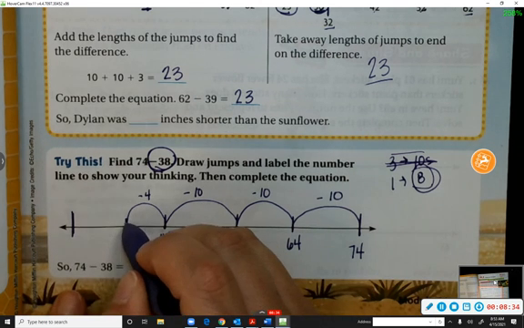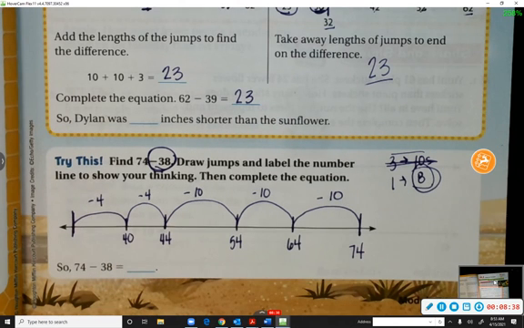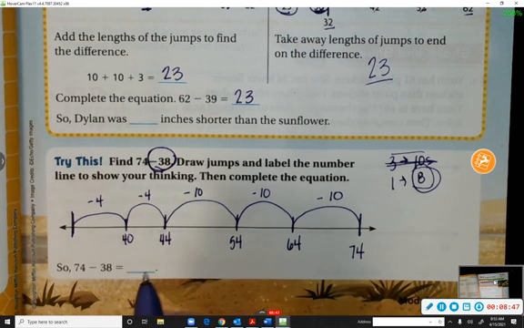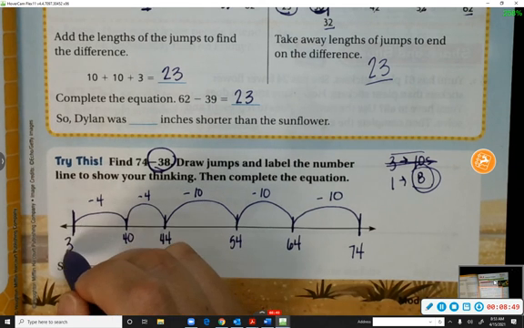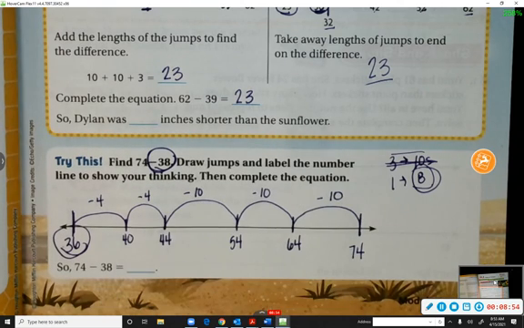So now how much is left to jump? Another 4, good. So I'm going to jump 4 again. So what's 40 minus 4? 36. Okay, so 36 is your answer.